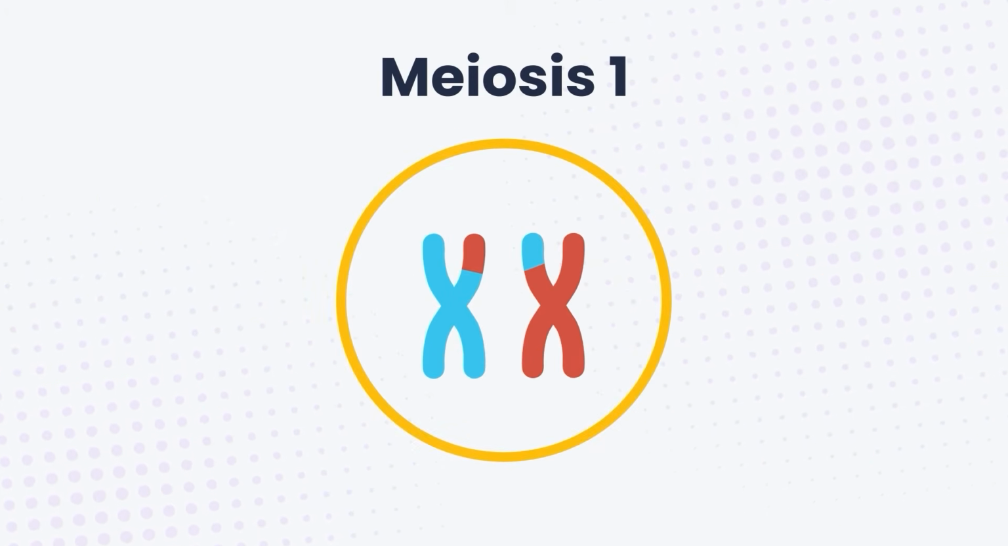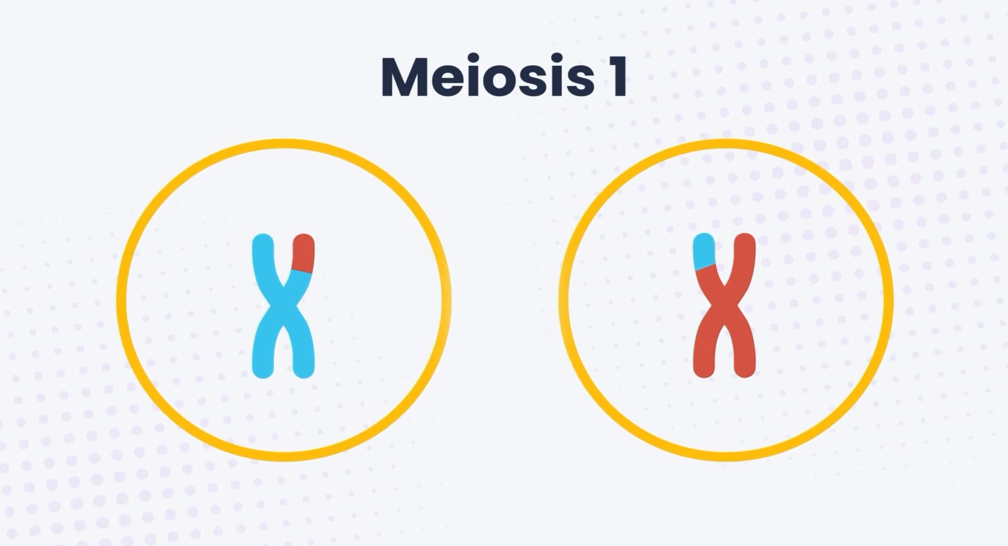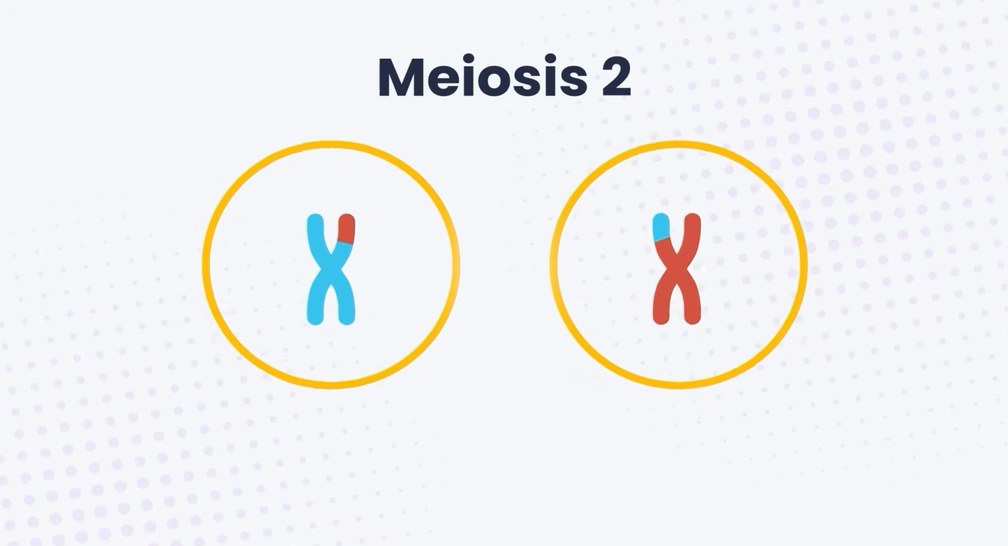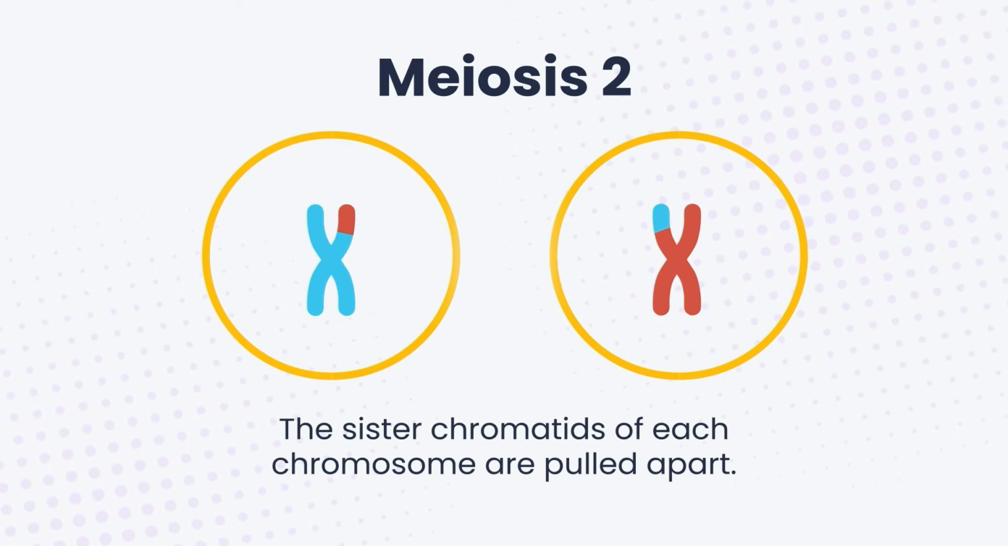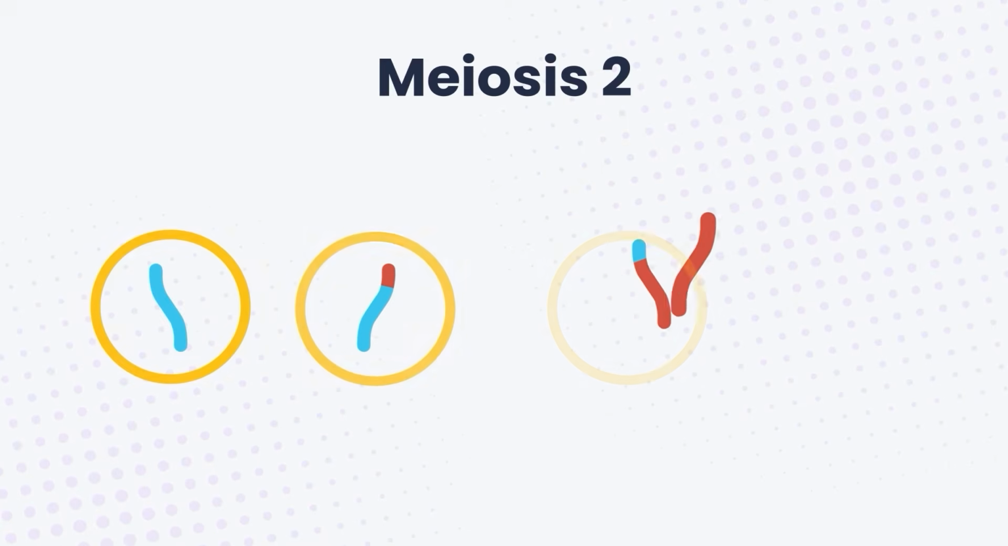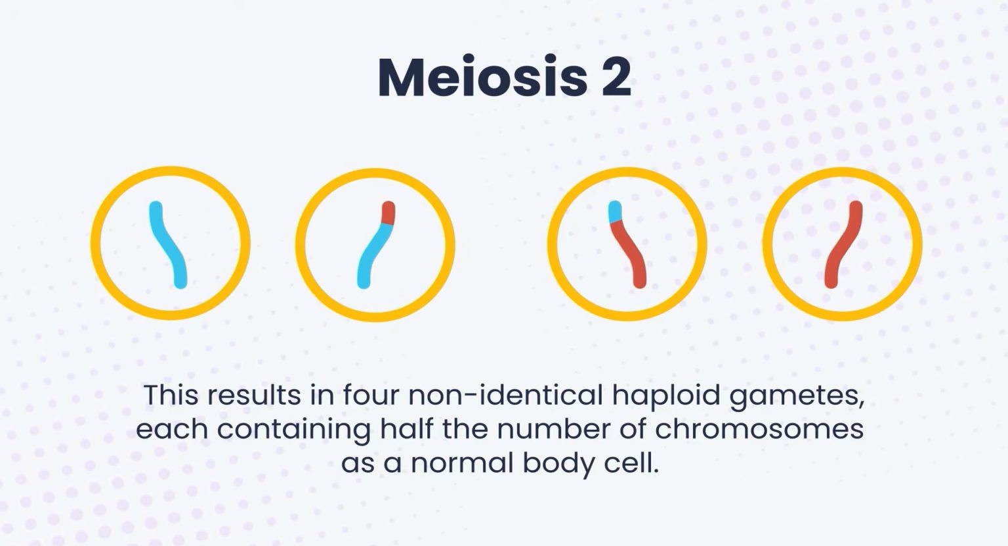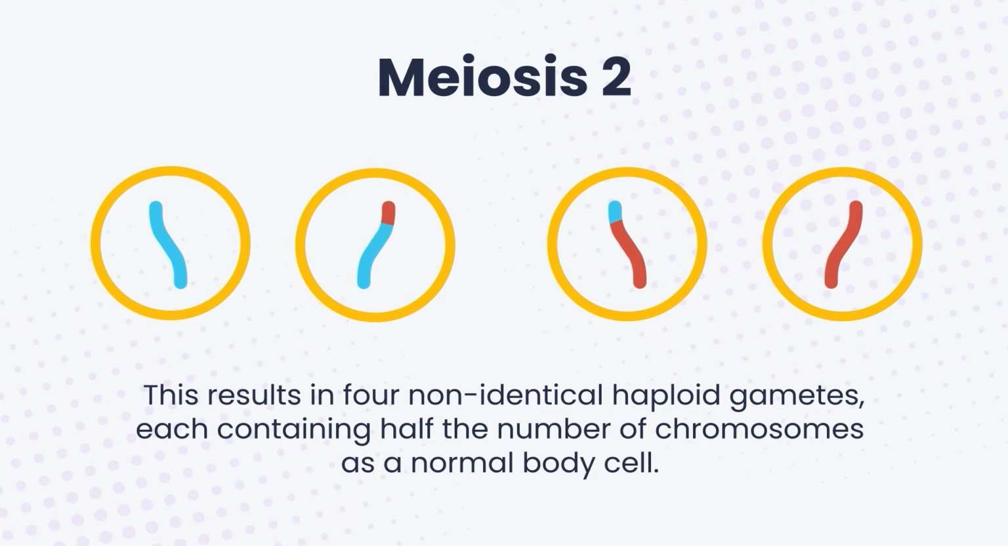These homologous chromosomes separate into different cells, each now containing a unique mix of genetic information. In meiosis 2, sister chromatids of each chromosome are pulled apart, similar to what happens in mitosis. This results in 4 non-identical haploid gametes, each containing half the number of chromosomes as a normal body cell.